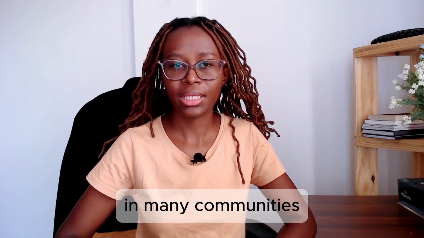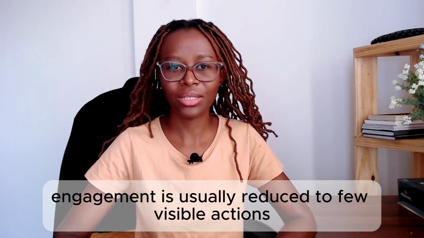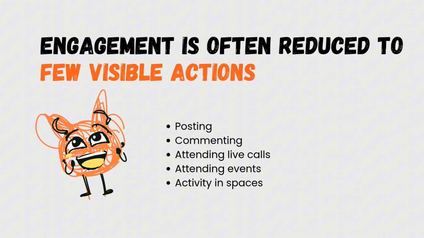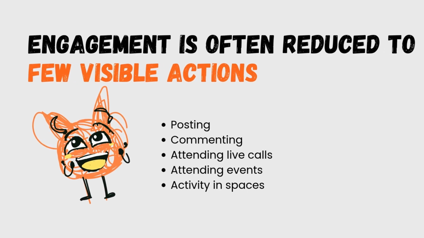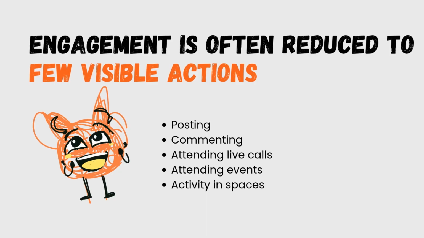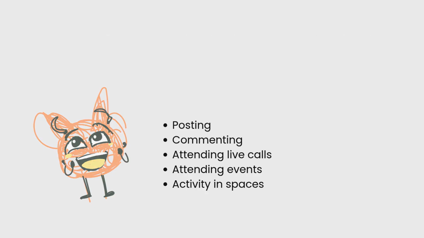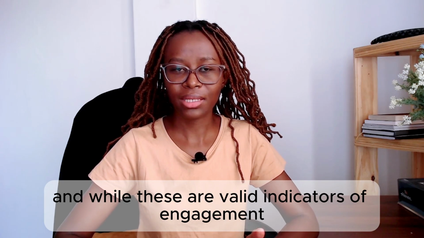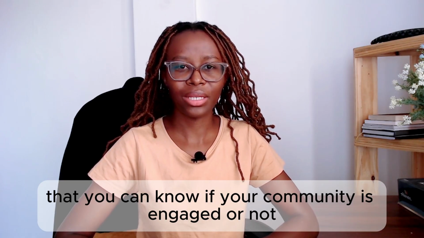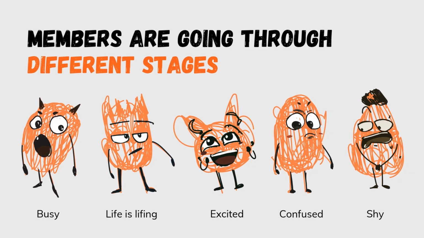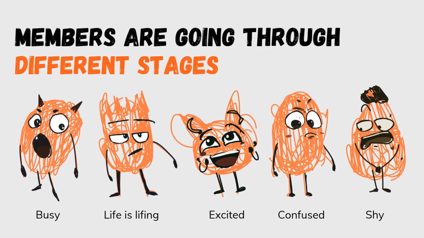In many communities, engagement is usually reduced into a few visible actions, such as people posting and commenting in the community platforms, people joining the live calls, people attending events, and people being active in live spaces. And while these are valid indicators of engagement, they're not the only ways that you can know if your community is engaged or not.